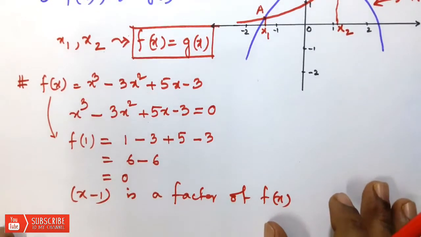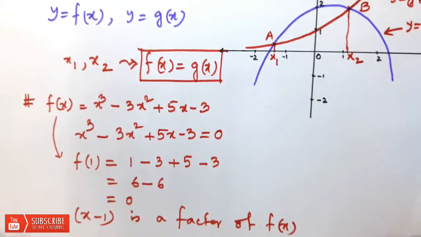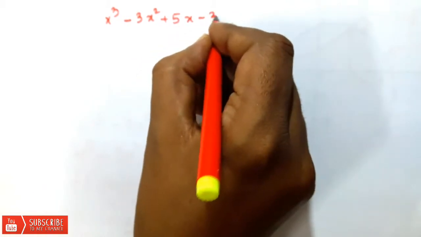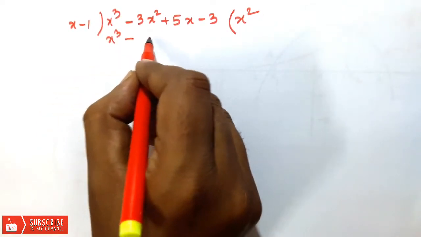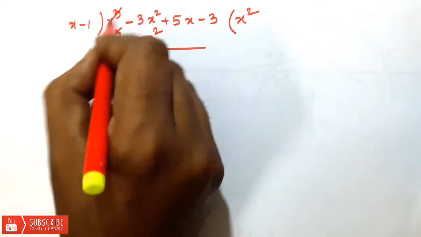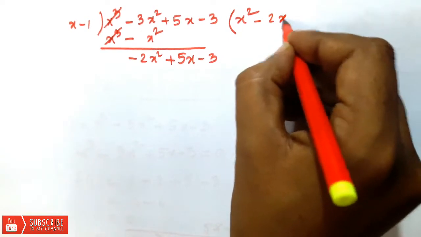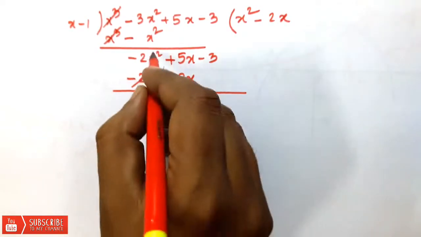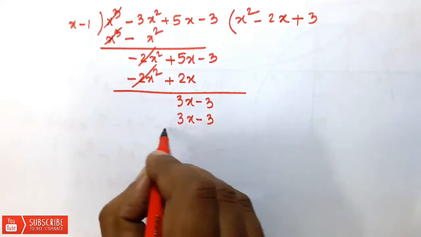Now we shall divide this polynomial by x − 1 to get the quotient. What will be the quotient? First of all, we shall try to find this quotient. We show the division: x³ − 3x² + 5x − 3, and the divisor is x − 1. So x², x³ − x². Subtracting, we get −2x² + 5x − 3. Then −2x, −2x² + 2x. Subtracting, we get 3x − 3. Then +3, 3x − 3, 0. Remainder is 0.